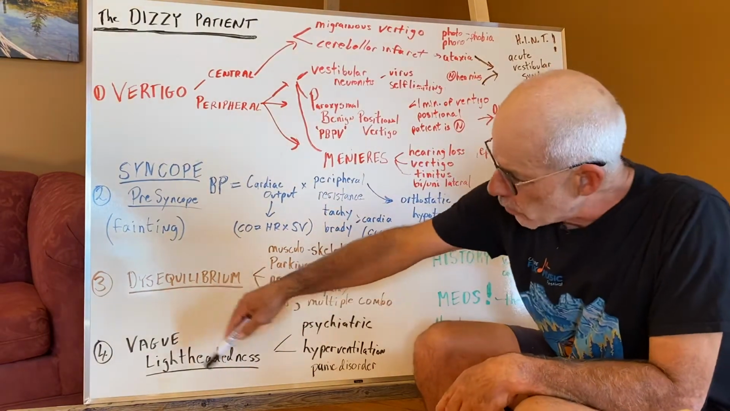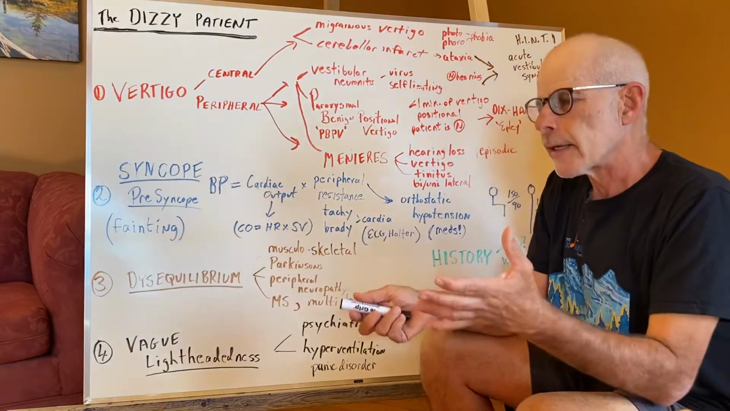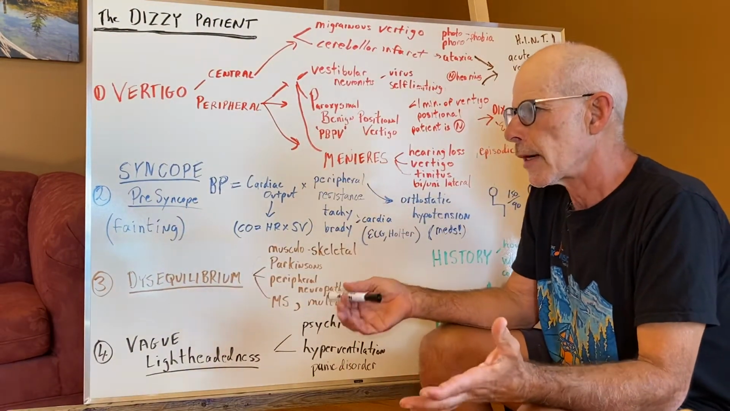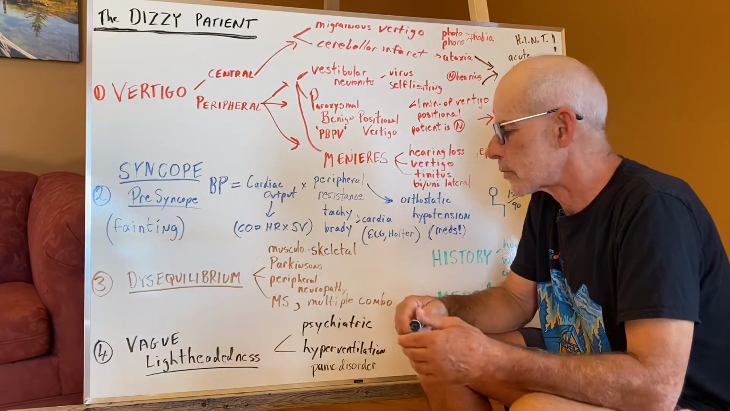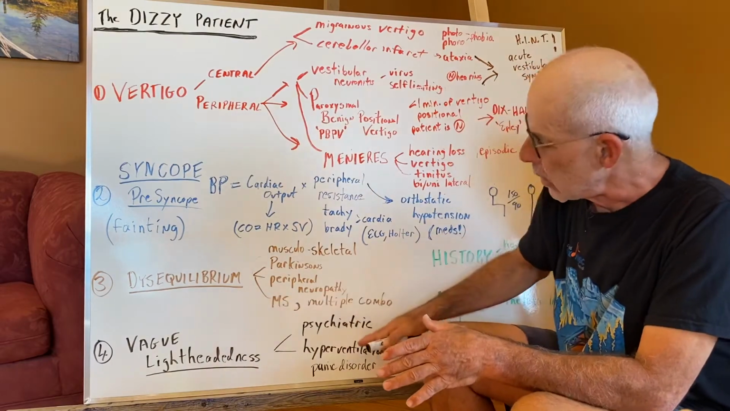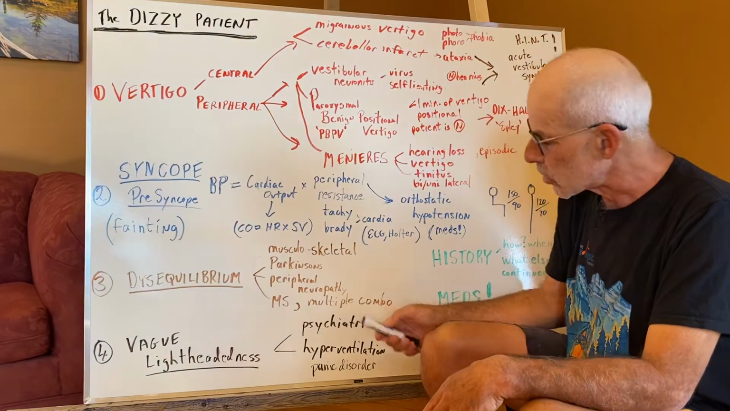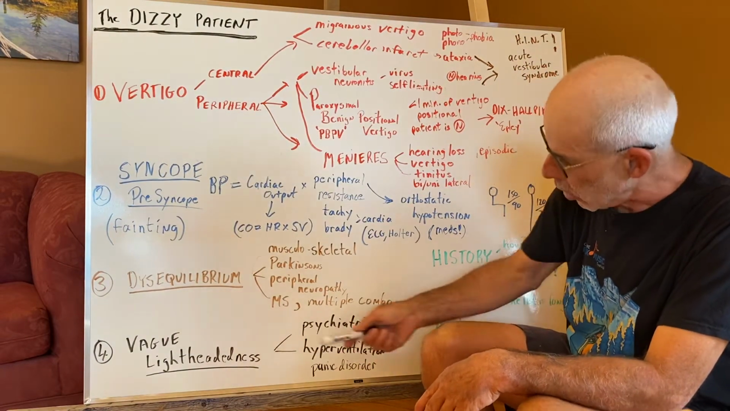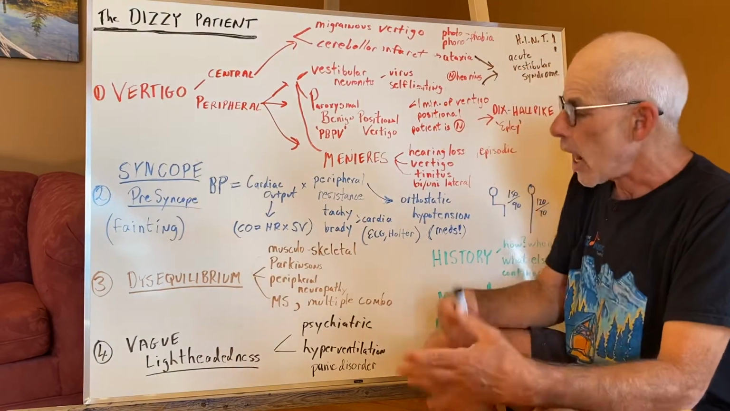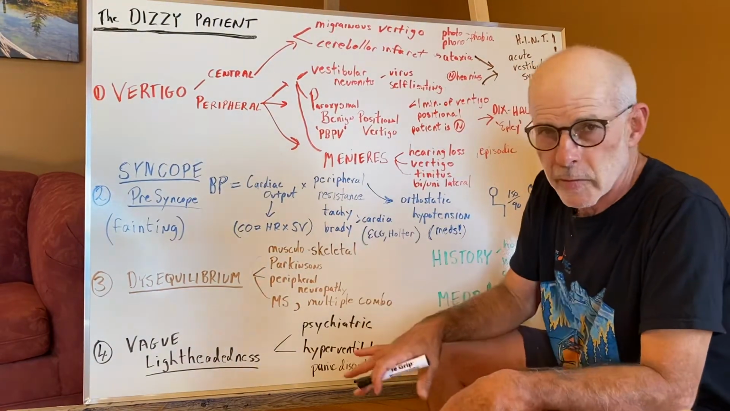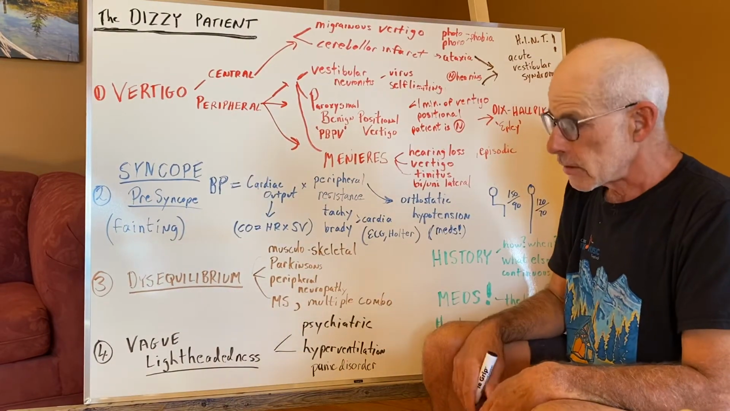The fourth category is a vague sort of category, which includes people who describe dizziness, but when you pin it down, it's more of a lightheadedness. It's not really very specific. You can have this type of dizziness associated with psychiatric conditions. Of course, if the psychiatric condition causes a panic disorder and hyperventilation, by drawing down the PCO2 that in itself will cause dizziness also.